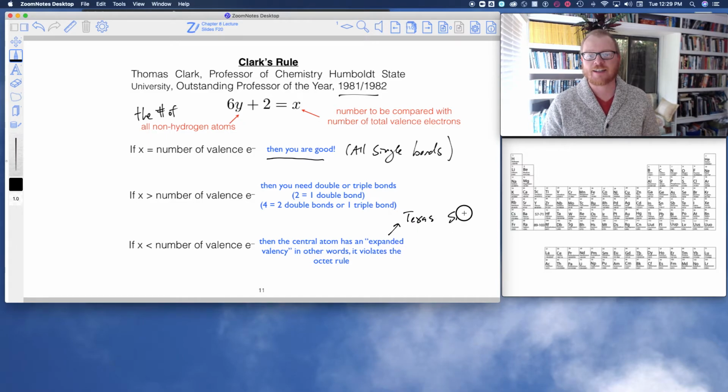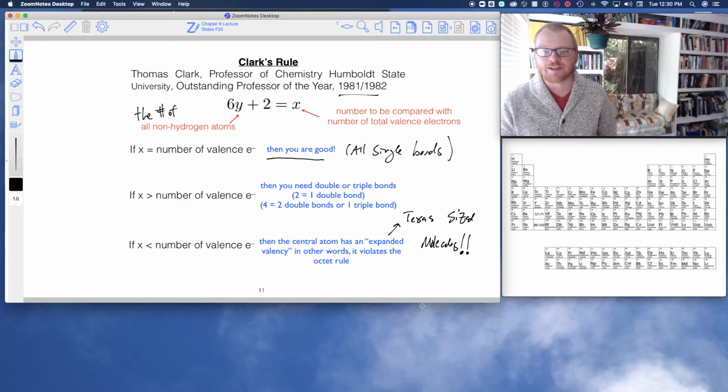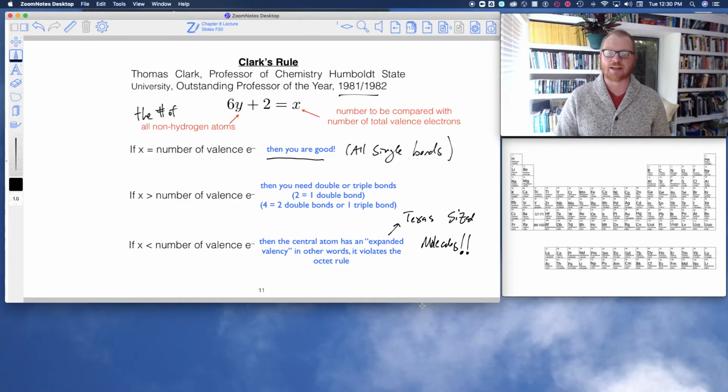These are Texas-sized molecules. That's my little joke, because everything is big in Texas. In other words, if X is less than the number of valence electrons, it could have 10 electrons surrounding it, or 12 even. So it's a Texas-sized valence electron, because everything is big in Texas. Any of you from Texas get that joke? Maybe you can give me some love in the comments.